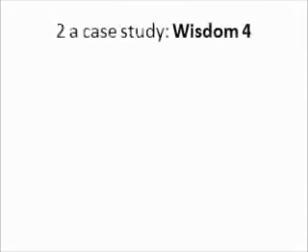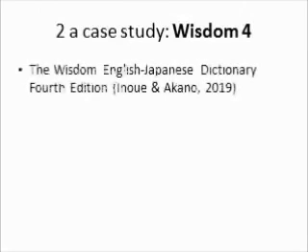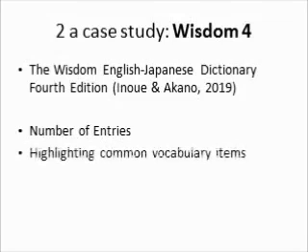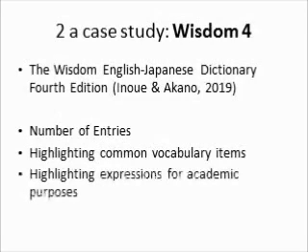In this context, the rest of the slides present what makes a newly developed EFL-ESL dictionary more competitive and more user-friendly. And for that, I will focus on Wisdom 4th, published in 2019. The dictionary is for Japanese English learners, but the features presented here will be applicable to an EFL-ESL dictionary targeted for any language users. Among some of the features of Wisdom 4th, this clip focuses on three things.